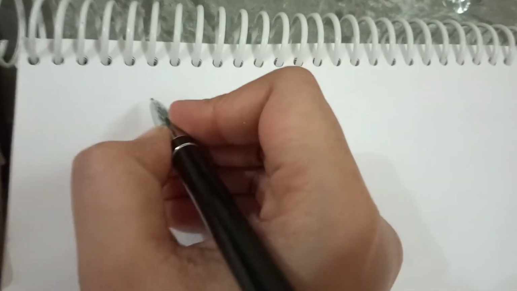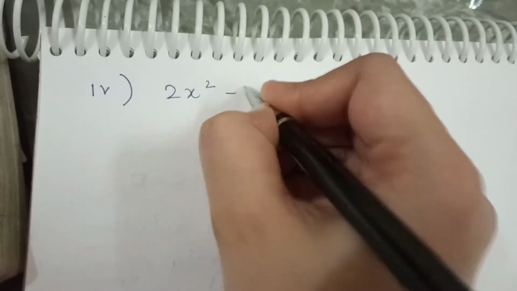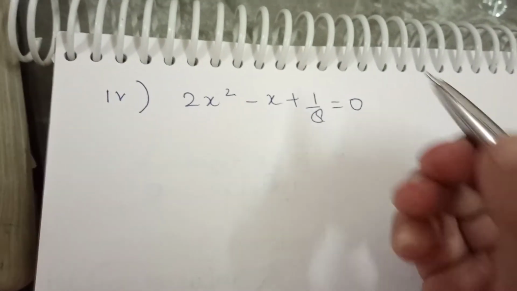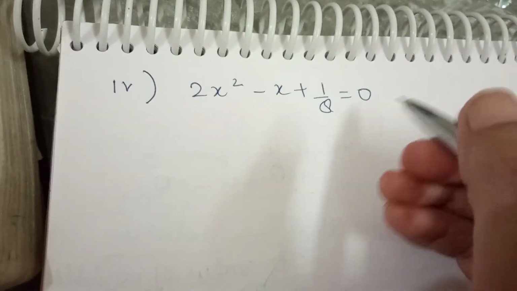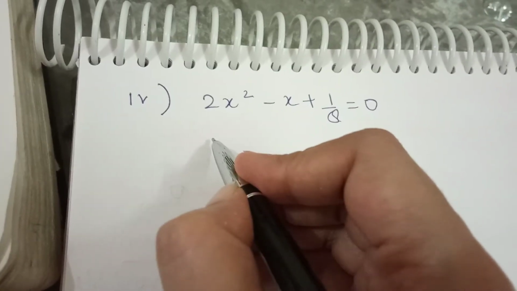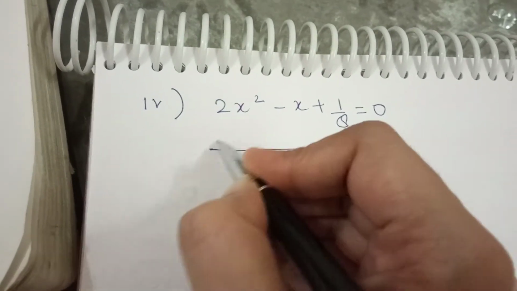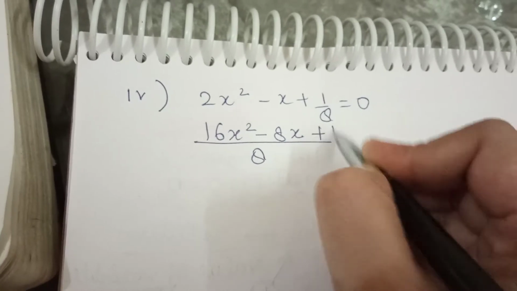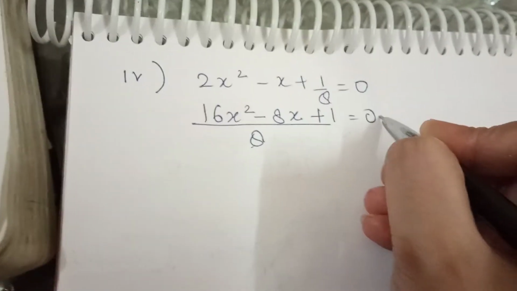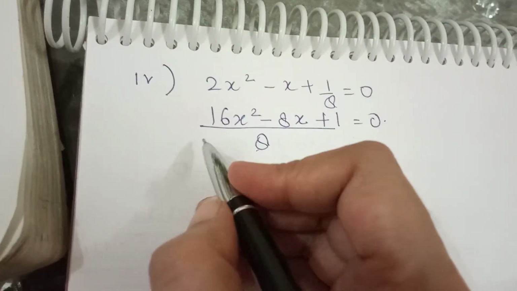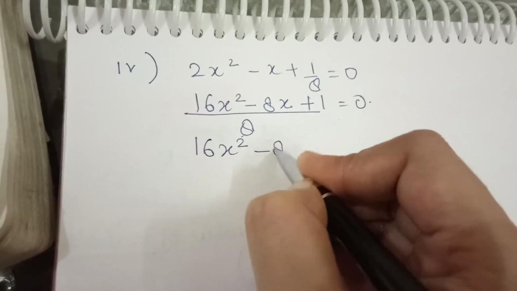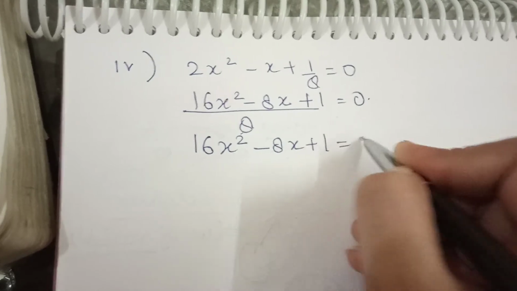Now I am taking fourth part. So fourth part is 2x square minus x plus 1 upon 8 equal to 0. This is already in standard form, but we will convert this in the simple equation. How? By taking LCM. So I am taking LCM 8. So it will be 16x square minus 8x plus 1 equal to 0. When we will shift 8 here, it will also become 0 because 0 into 8 is equal to 0. So the equation is 16x square minus 8x plus 1 equal to 0.